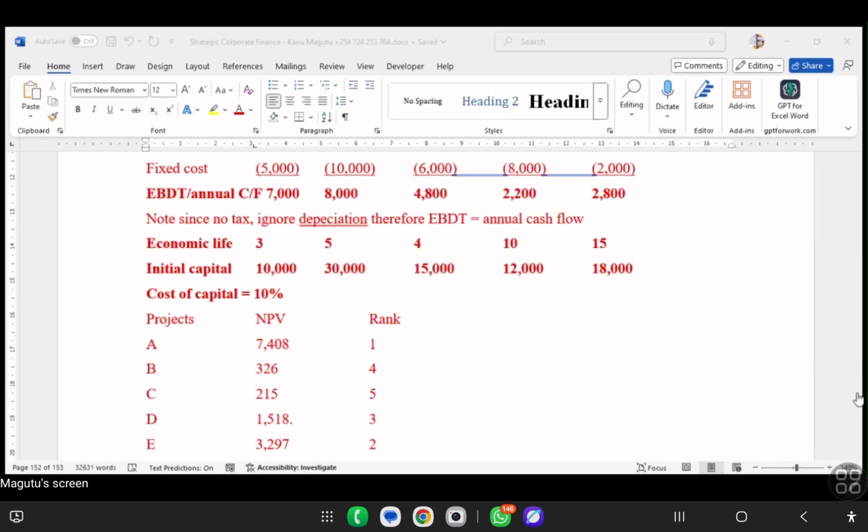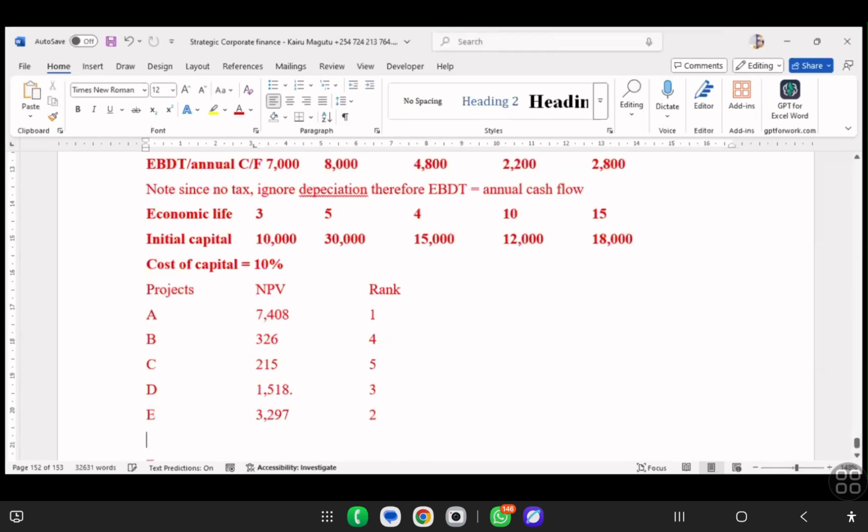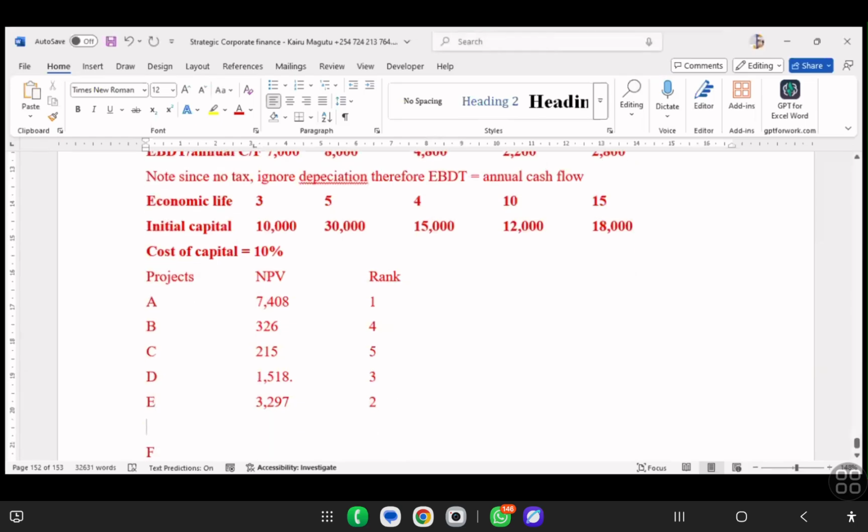We are told that there is available 40 million. We need to allocate the 40 million. So we say that the capital available is 40 million.